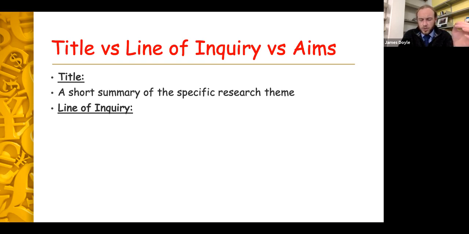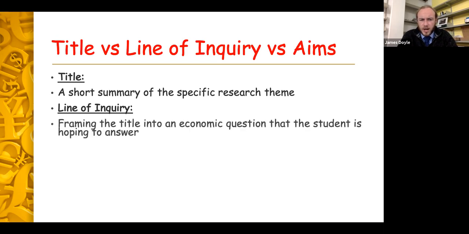The stronger your student is, the more focused and in-depth you want it to be so they can get some really meaningful results out of what they're doing. The line of inquiry then is framing your title into an economic question that the student is hoping to answer. Okay, and that's the clear difference between the title and the line of inquiry. The title is the summary of what the research project is about, whereas the line of inquiry is your economic question.